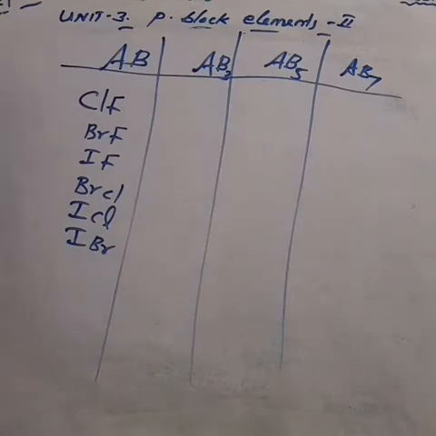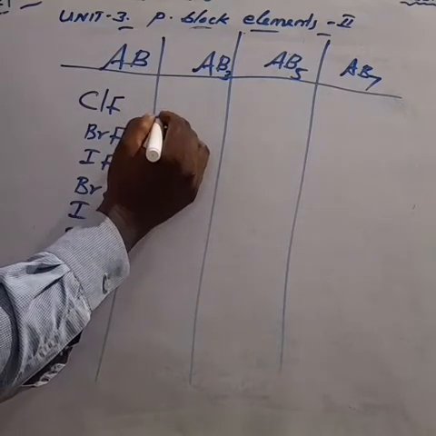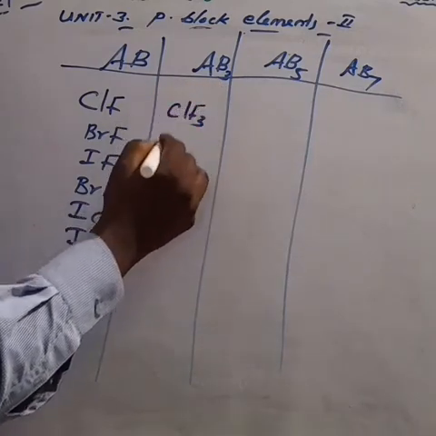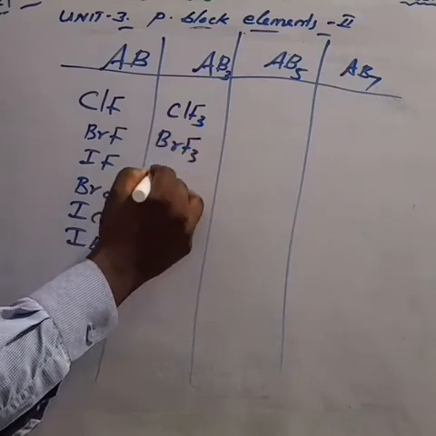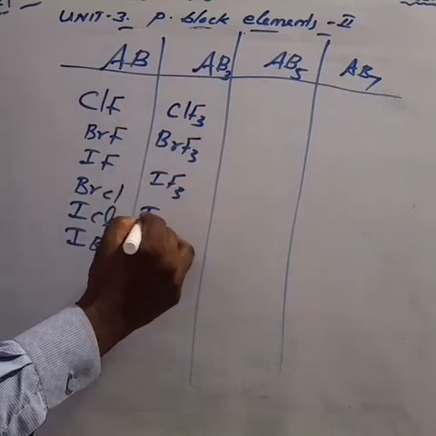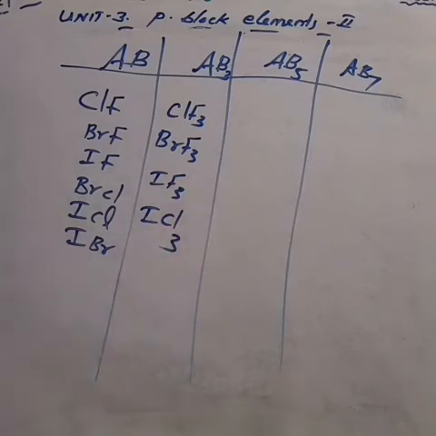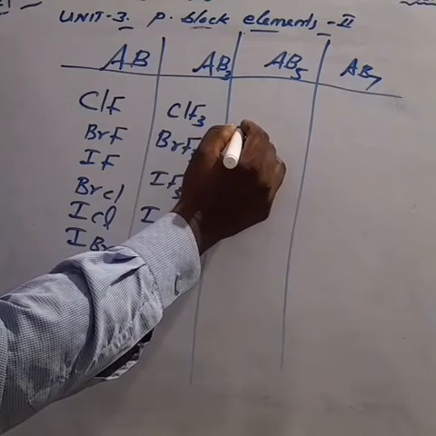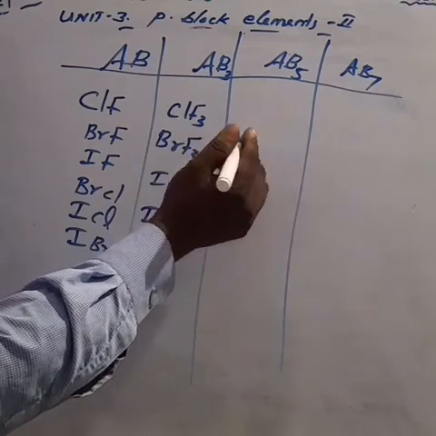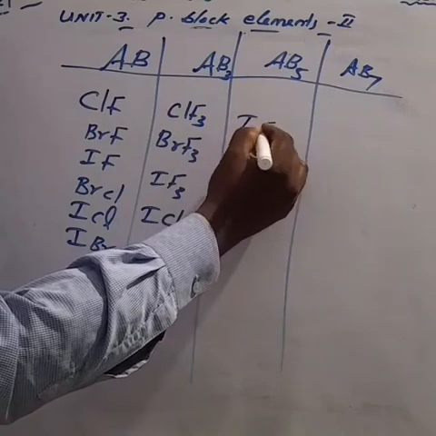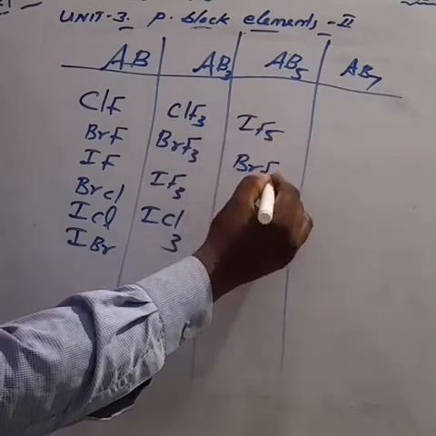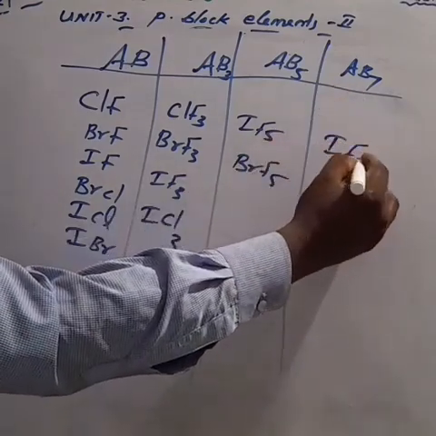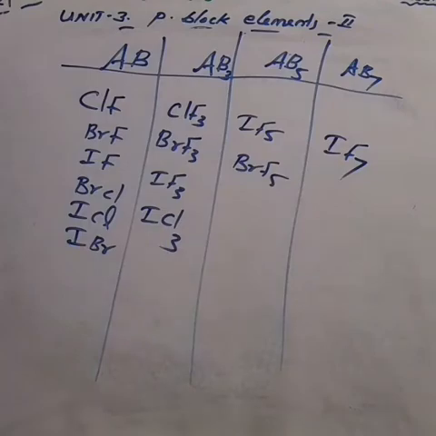What about AB3? A has a single atom and B has 3 atoms. For example, ClF3, BrF3, IF3, ICl3. These are AB3 type. What about the AB5 type? A means a single atom, B means 5. So IF5, BrF5. Can you understand, my dear children? AB7 means IF7. These are some of the examples. This is a very important 2-mark question. Try to learn this one.